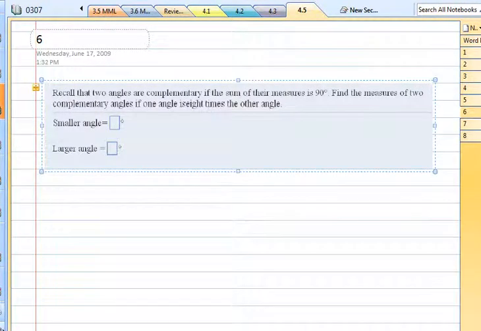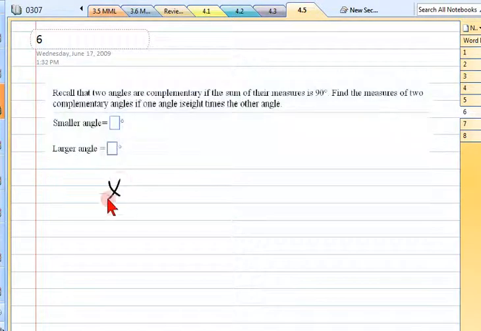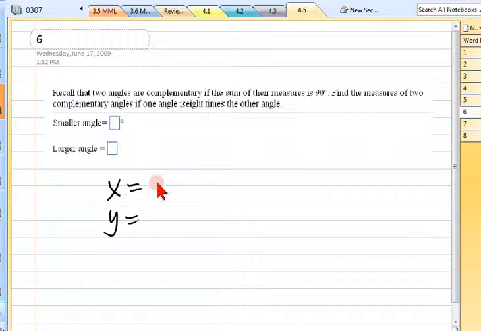And I will read it out loud. It says, recall that two angles are complementary if the sum of their measures is 90. Find the measures of two complementary angles if one angle is 8 times the other. Okay. Now I notice in the question it says small angle and large angle. So I guess I better follow suit and say X can be my small angle and Y can be my large angle.